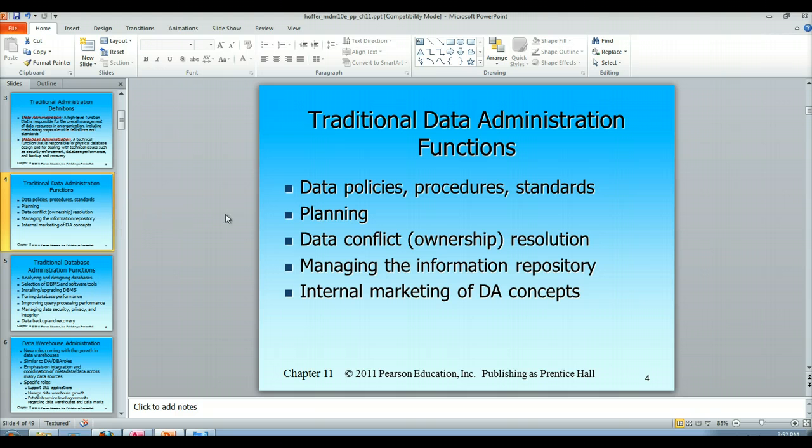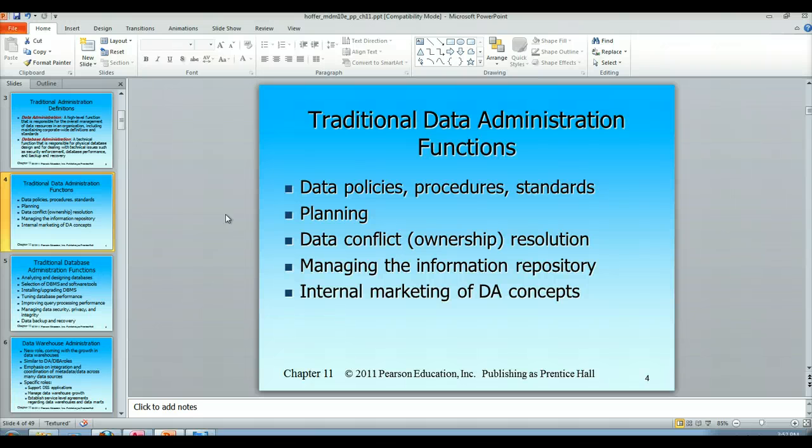So when we talk about the data administrator, that high-level or board-level person, we're talking about policies, procedures, standards. We're talking about the person associated with planning, the person associated with data conflict resolution. So remember, the data steward probably is either this person or reports to this person. So we go back to previous chapters. We talk about data stewardship and data governance. This is the data administrator.